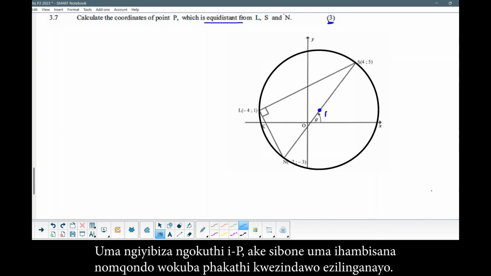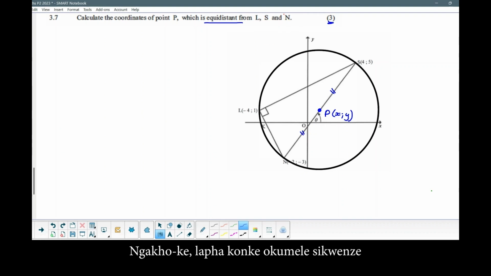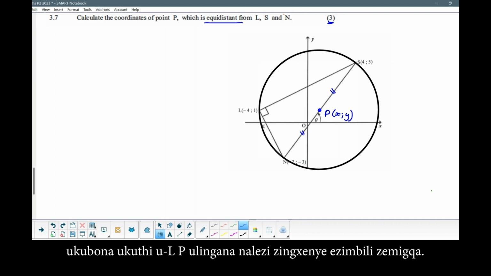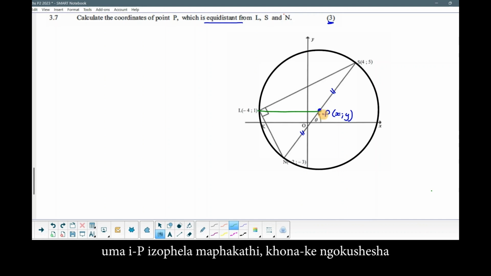If I call that point P, let's see if it goes with the logic of being equidistant. If that is the center, then P to S is equal to P to N, which is what we said up here. All we need to know is whether LP is equal to those two line segments. So if I draw a line from L to P, well, if P is going to end up being the center, then automatically these 3 radii are going to be equal to each other.